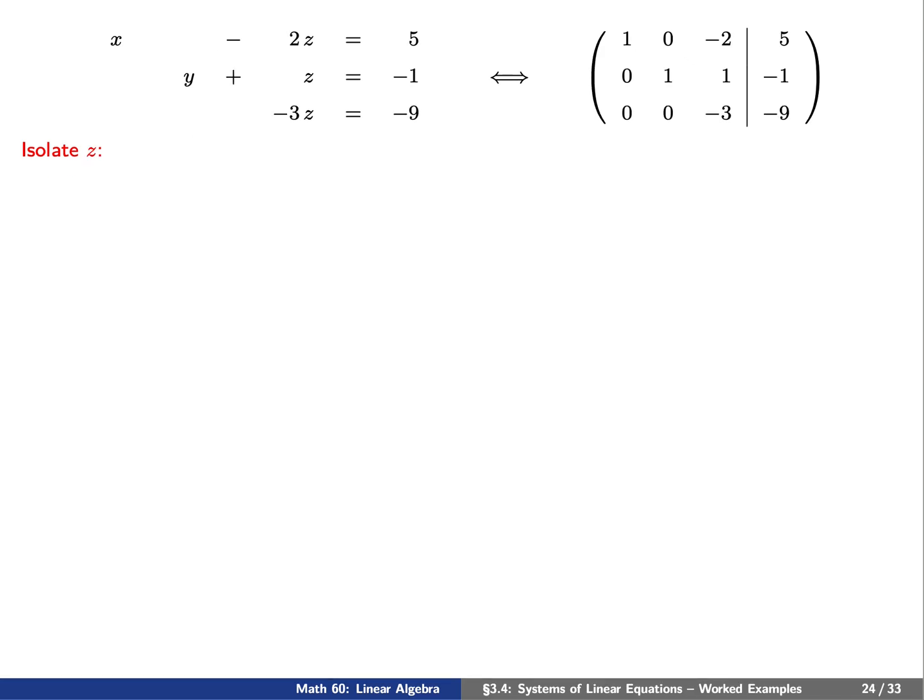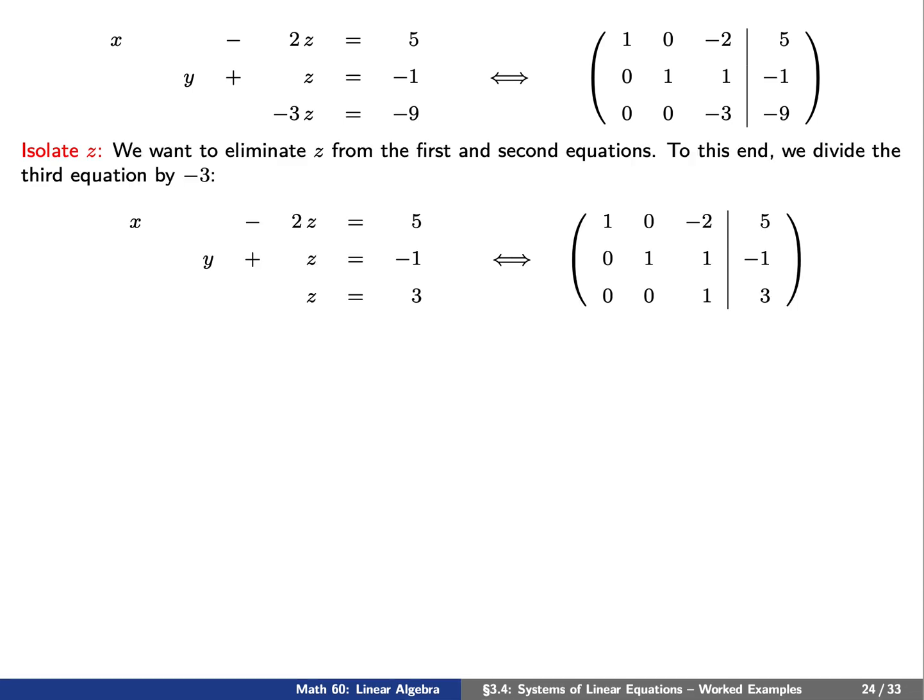Here at the top of the screen, we've just copied the system that we had from the previous slide. Finally, we'd just like to isolate z by itself. To do so, of course, we're going to eliminate z from the first and second equations. So as before, let's divide the third equation by -3. This is really the same as determining that we have a pivot in the third row, third column.